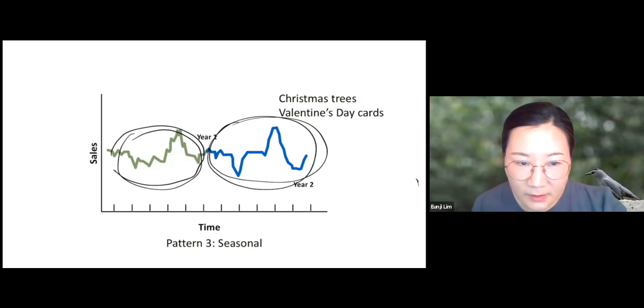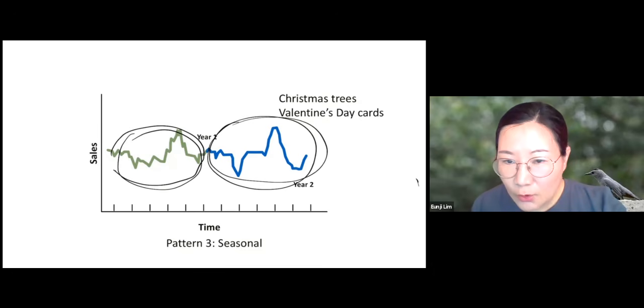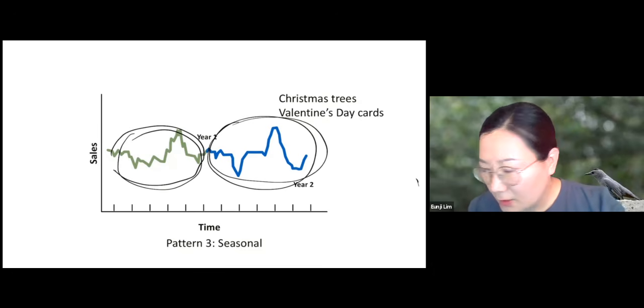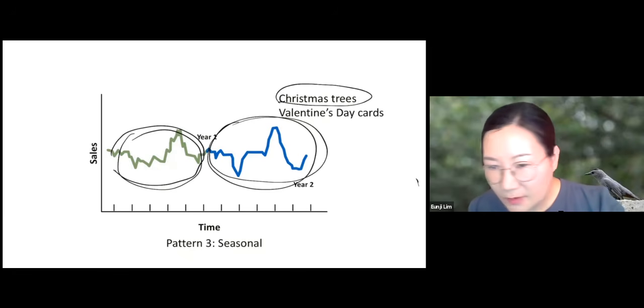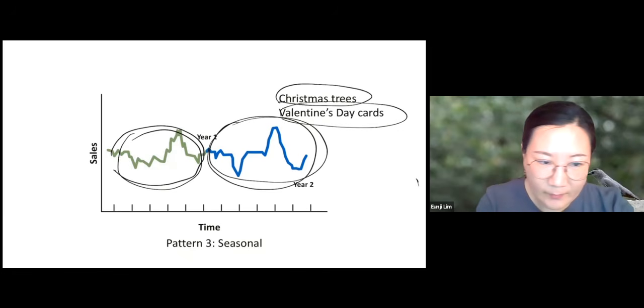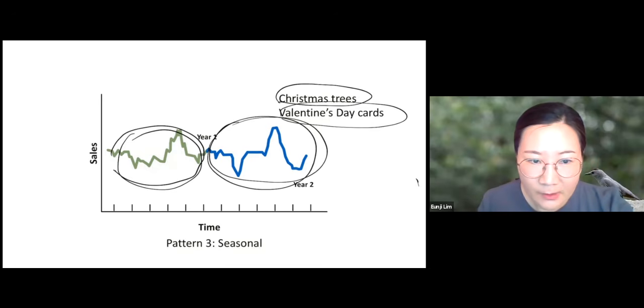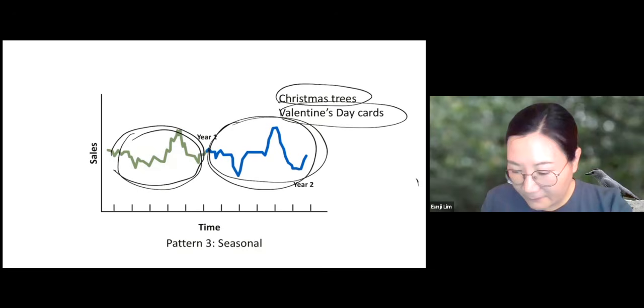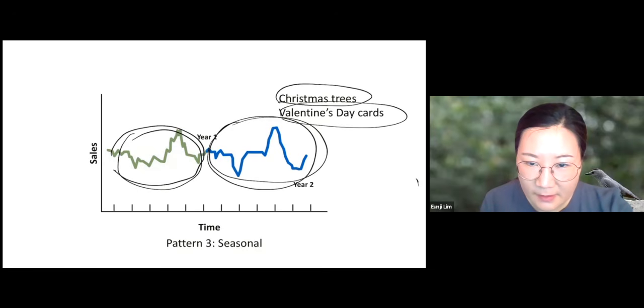So what types of products do you think will show seasonal pattern? Almost all types of products are seasonal. For example, Christmas trees are seasonal, and Valentine's Day cards are seasonal. So let's look at some real data set and see if we can identify the pattern of each data set. We're going to look at 3 examples.